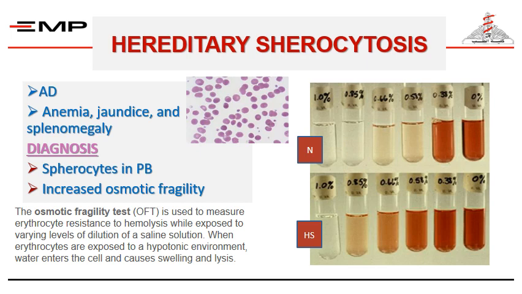When erythrocytes are exposed to a hypotonic environment, water enters the cell and causes swelling and lysis. In normal cells, this happens at a certain concentration. In hereditary spherocytosis, the cells cannot tolerate hypotonic solutions, so they are going to lyse at a higher concentration than the normal red cells. So there is an increased osmotic fragility.